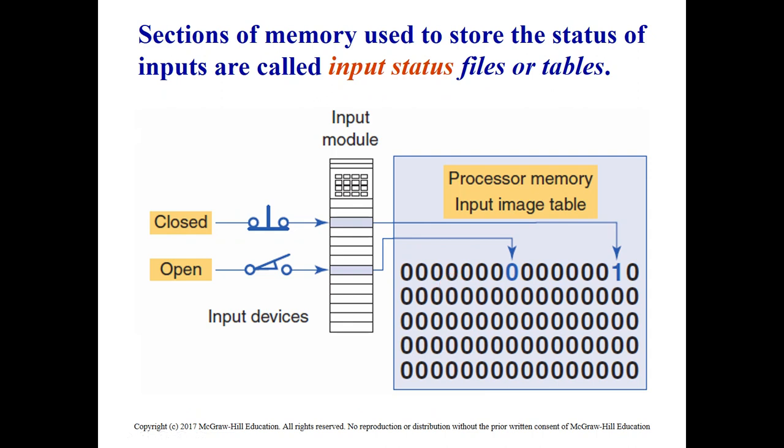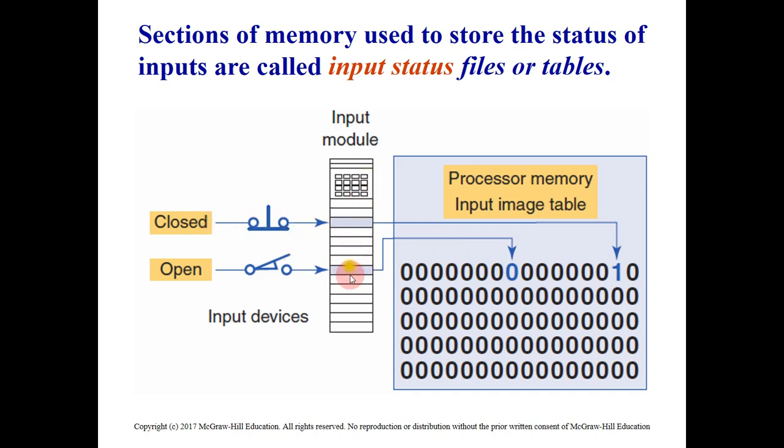A section of memory is used to store the status of input, called the input status. We have the input modules connected with the input devices. Inside the memory, we have a part we call the input image table. This input image table represents, or reflects, the status of the input modules.